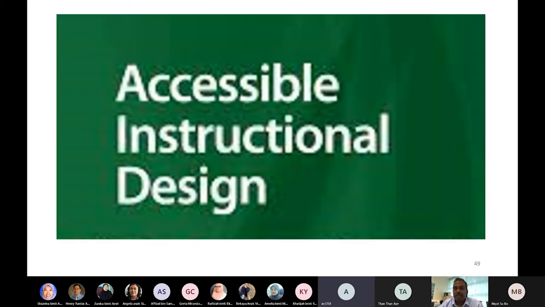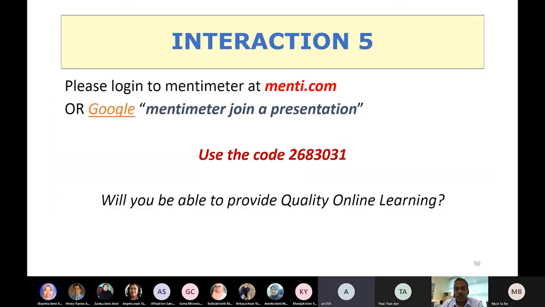Basically, my thoughts were accessible instructional design. Thinking about the students, and then seeing whether the instructional design that I'm trying to plan will be accessible to the students that I'm targeting. Will you be able to provide quality online learning? I need to interact with you again. This is the penultimate interaction that I've planned.